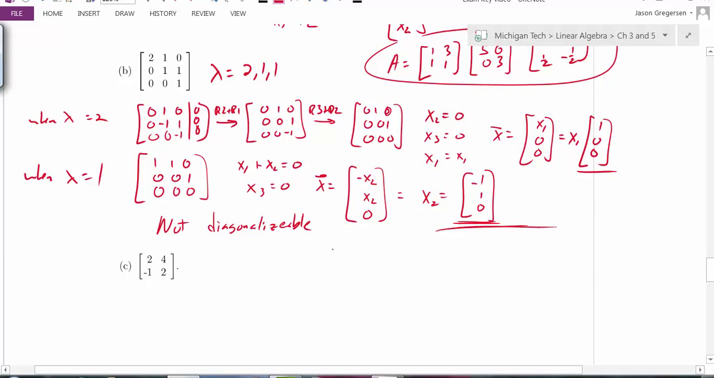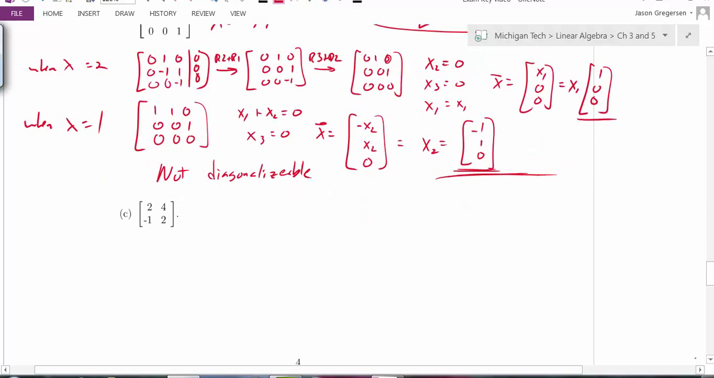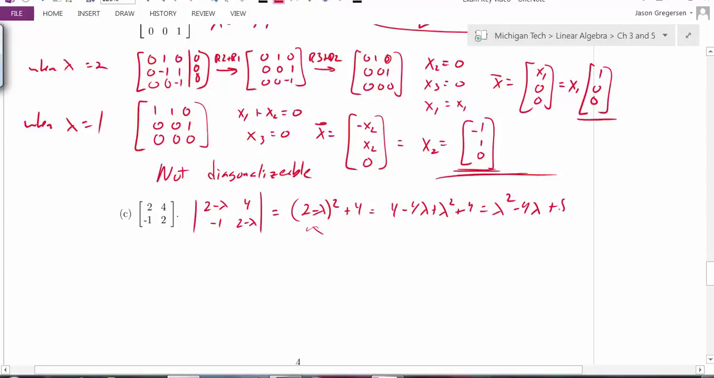All right, now we're on the last one. So in this case, we're once again going to find the eigenvalues first. So I'm looking at the determinant of 2 minus lambda, 4, negative 1, and 2 minus lambda. So I have 2 minus lambda squared minus a negative 4 or plus 4. I'll expand this out. I will get 4 minus 4 lambda plus lambda squared plus 4, or lambda squared minus 4 lambda plus 8. And the question is, when is this equal to 0?